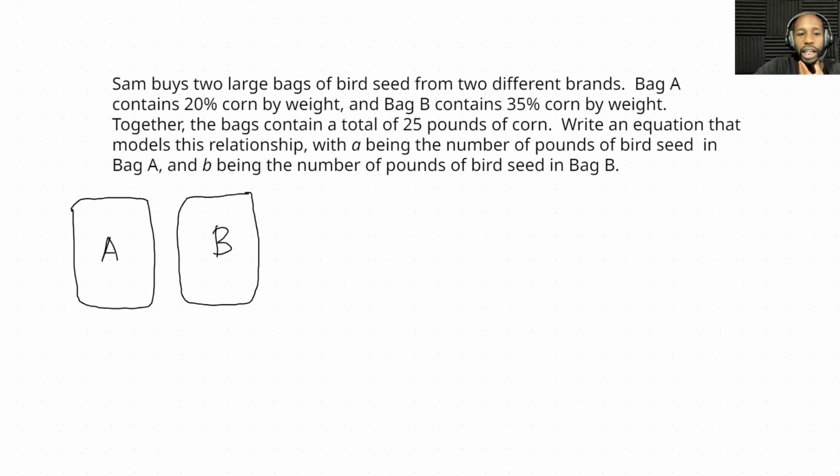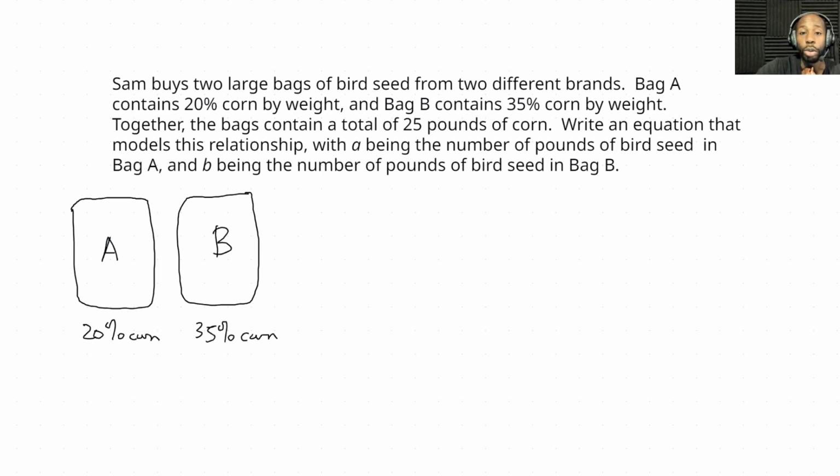So bag A contains 20% corn. Bag B contains 35% corn. Together, the bags contain a total of 25 pounds of corn. Okay. Then write an equation that models this relationship, with A being the number of pounds of bird seed in bag A and B being the number of pounds of bird seed in bag B.